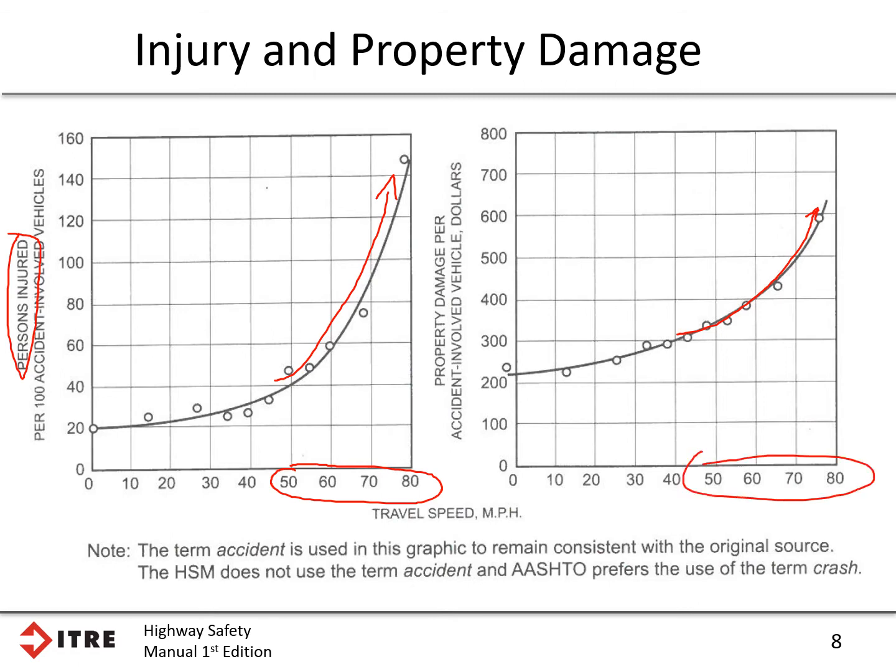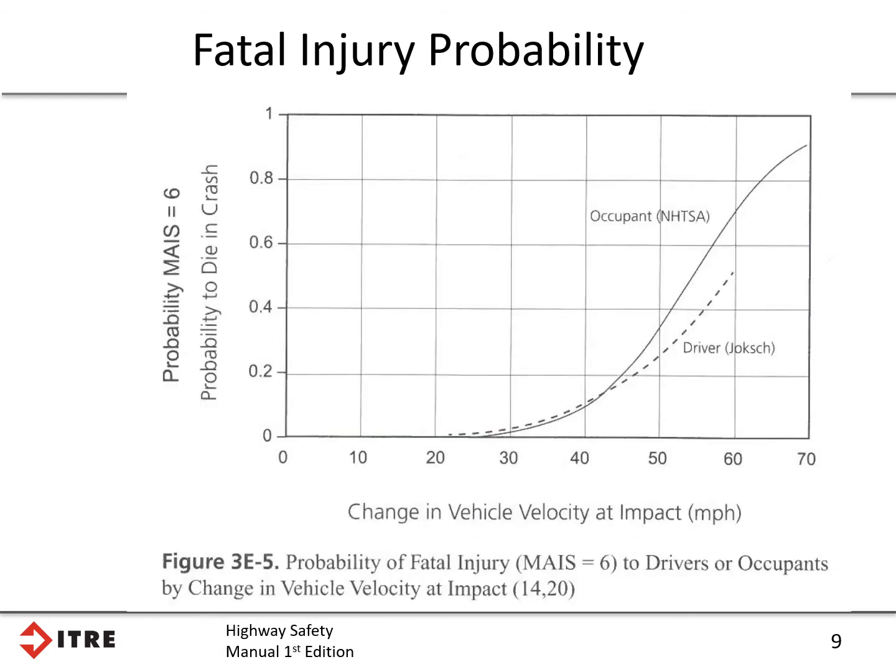So speed is extremely important for injuries and property damage, both in terms of the number of individuals and the dollars associated with property damage. Similarly, we can look at fatal injuries, and they have a very similar relationship with speed. At the higher speeds, the probability of dying in a crash climbs exponentially.